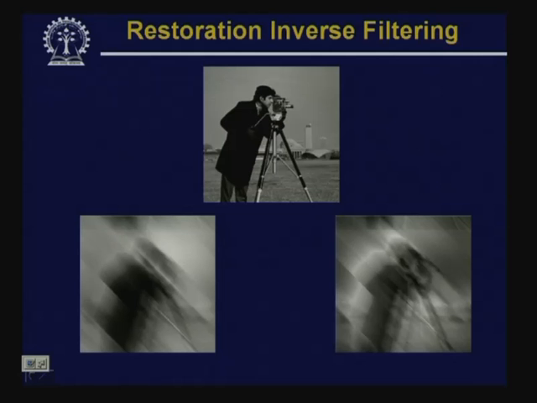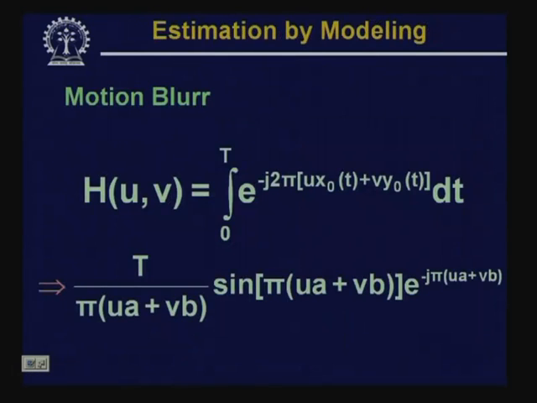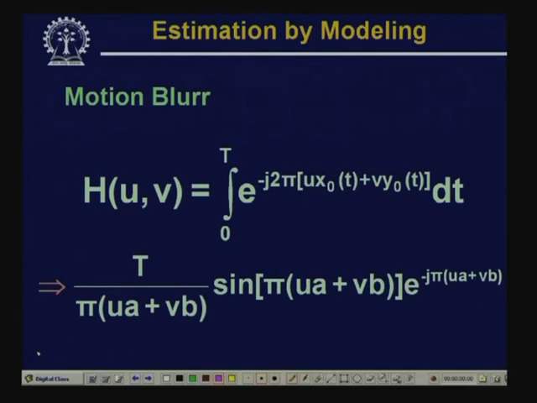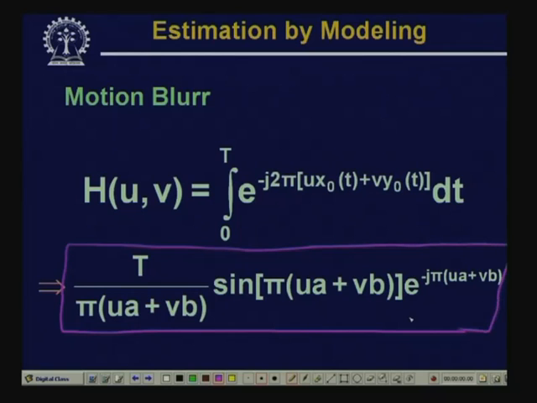Now, let us see why direct inverse filtering does not give a satisfactory result in case of motion blur. The reason is, if you look at the motion degradation function, in this particular case the degradation function H(u,v) is given by this expression in the frequency domain. Now, this term will be equal to 0 whenever the component ua plus vb is an integer. So, for any integer value of ua plus vb, the corresponding component H(u,v) will be equal to 0.